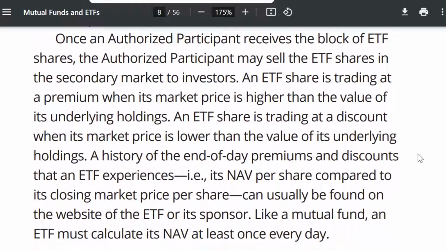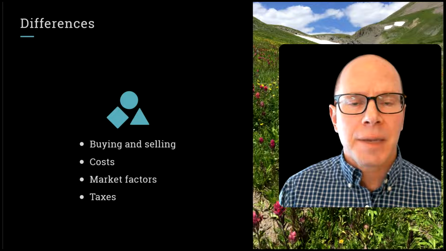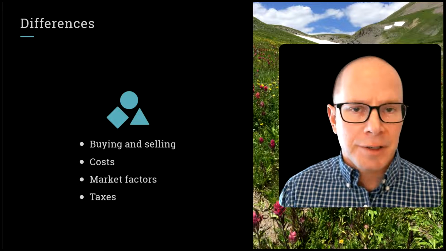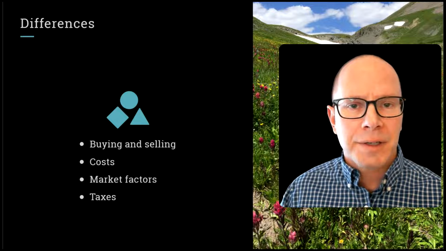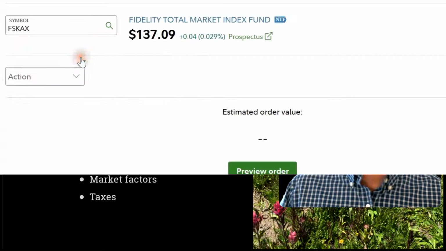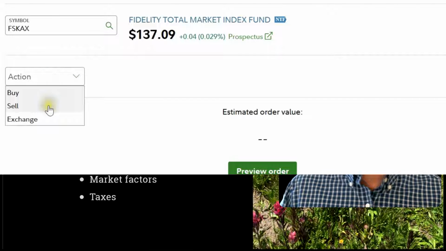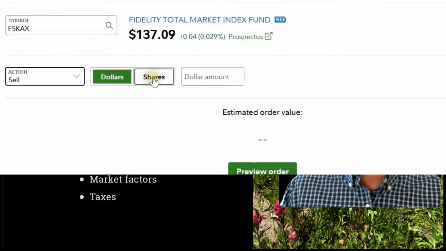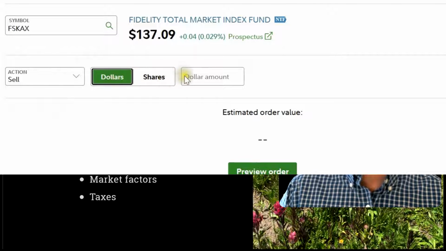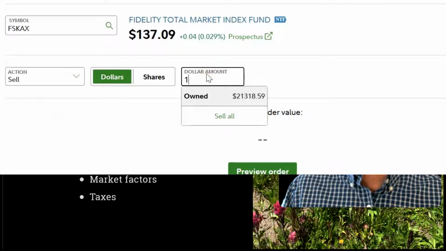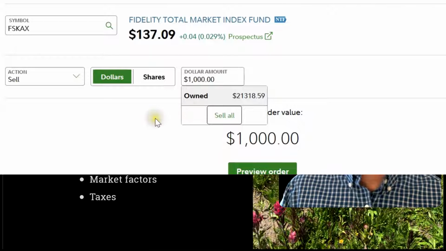So for mutual funds, you can trade in either dollars or shares. So for example, you can say buy $2,500 or sell $1,000. That's an easy way to trade and get some money out for income. You don't need to worry about what exactly is the share price and do any calculations. But with ETFs, again, they trade like stocks.